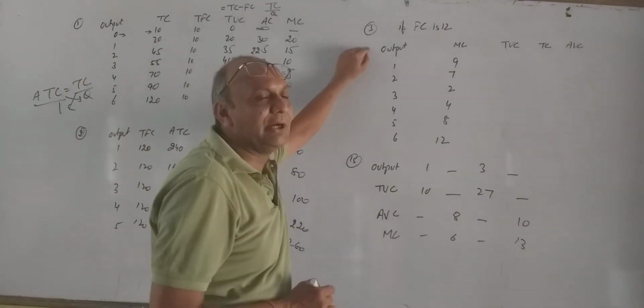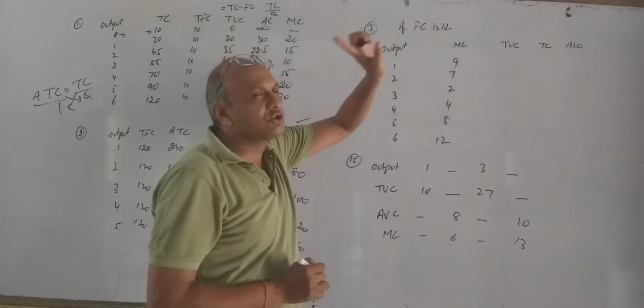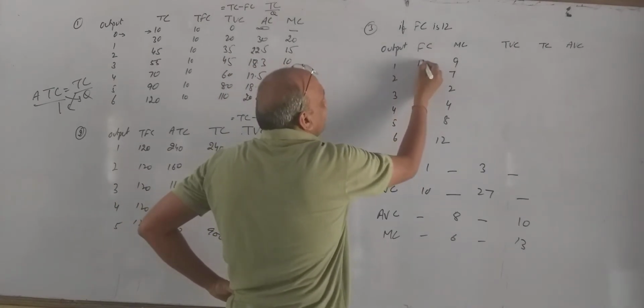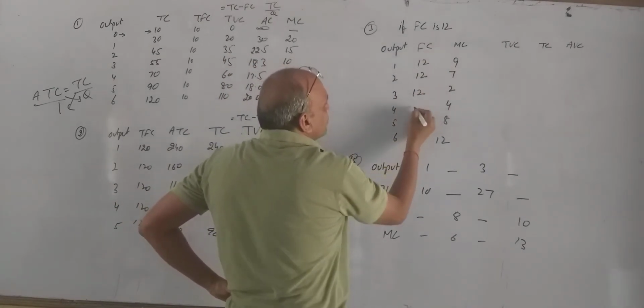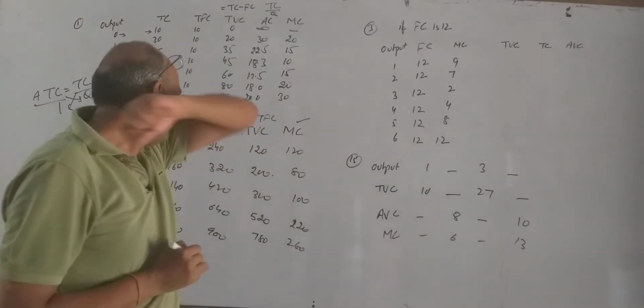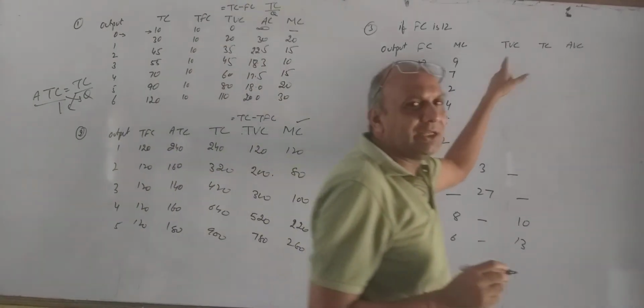Let us take one more example. Illustration number 3. If fixed cost is 12, so let us write this fixed cost at each level: 12, 12, 12, 12, 12 and 12. Right. Now MC is already given to us. So the sum is asking to calculate TVC.